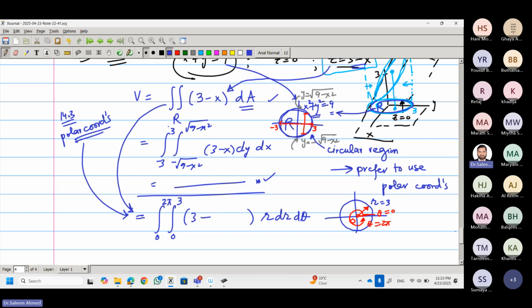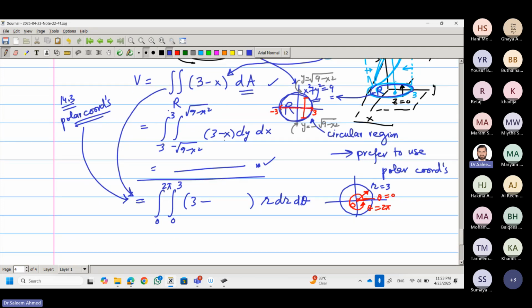But now I cannot leave x as it is. My x will be r cos theta, and y is r sin theta. So either you can do this one or you can do that one, and I think this is easier. The limits are constant, much easier to solve. If we ask you to complete it, you can complete it and get the answer.